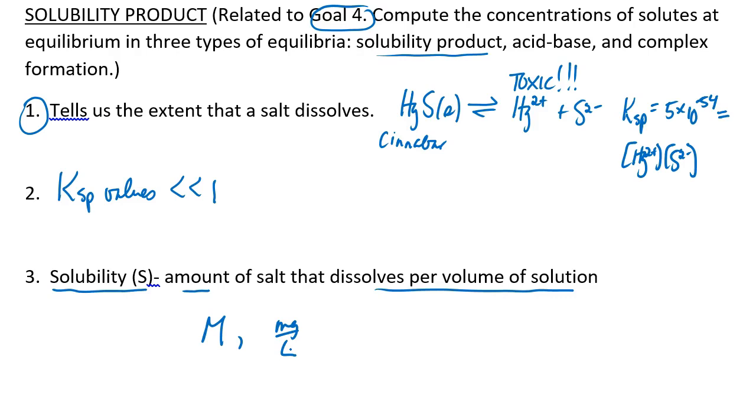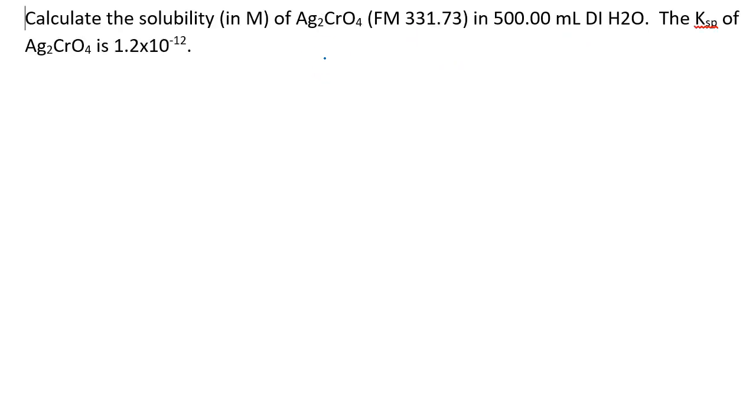So let's try to do an example. Let's see if we can calculate the solubility in units of molarity of silver chromate. They gave us the formula weight in case we need it, and half a liter of deionized water, and they gave us the solubility product of silver chromate. So the very first thing that I want to do is write down the chemical reaction that takes place. Silver chromate is in equilibrium with 2 moles of silver and 1 mole of chromate. If you don't write this reaction, you may miss this subtle step that for every 1 mole of salt, there are 2 moles of silver.